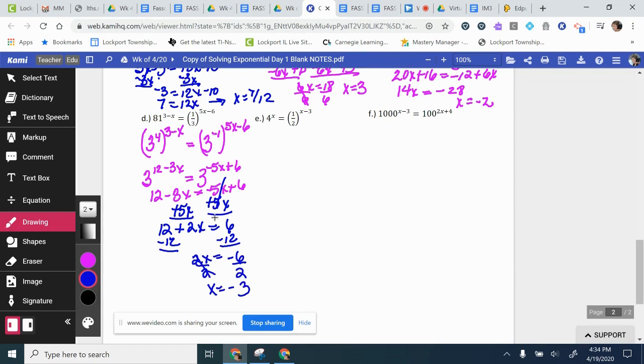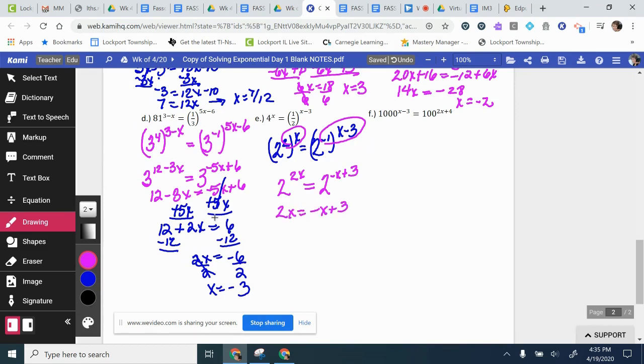All right, so we've got 4. I'm going to rewrite that as 2 squared to the x, 2 to the negative 1 to the x minus 3. We're going to use our properties of exponents to get 2 to the 2x equals 2 to the negative x plus 3. Now I can set the exponents equal to each other and solve for x.